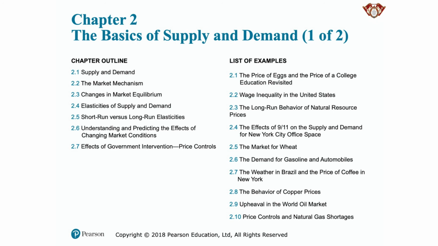Subsection number 1, supply and demand, and the market mechanism. Section 3, change in market equilibrium, right? So demand and supply decide this. So we reach equilibrium when quantity demanded is equal to quantity supplied, isn't it? That is the basic idea of market.